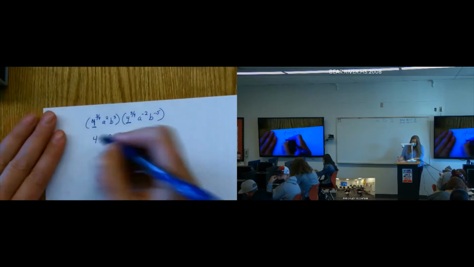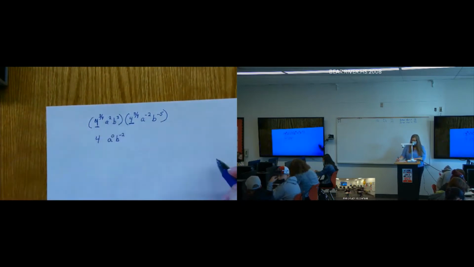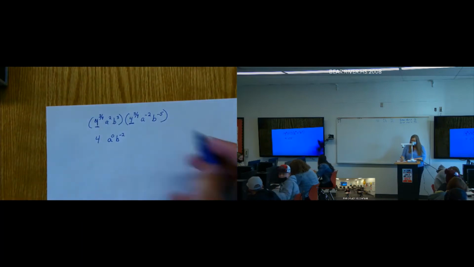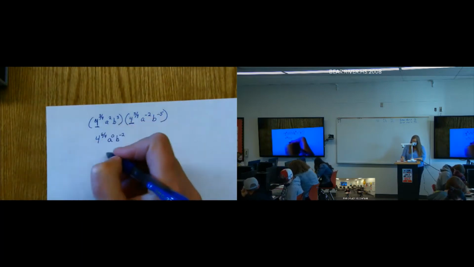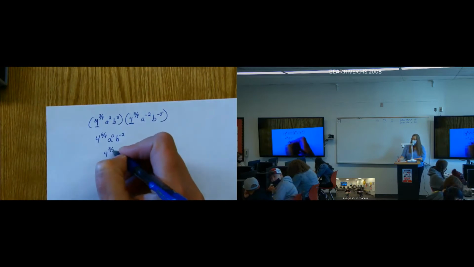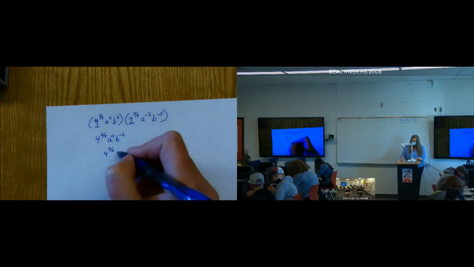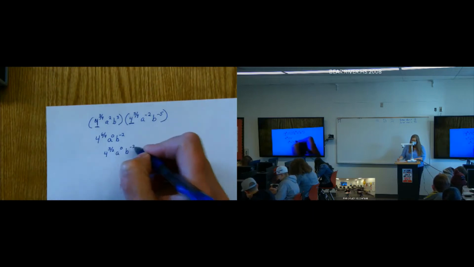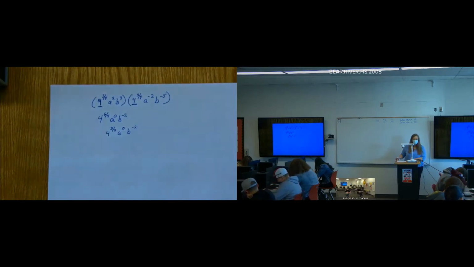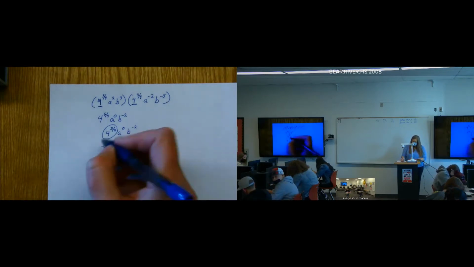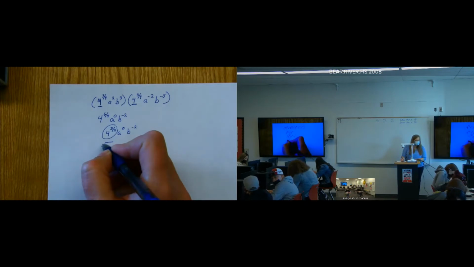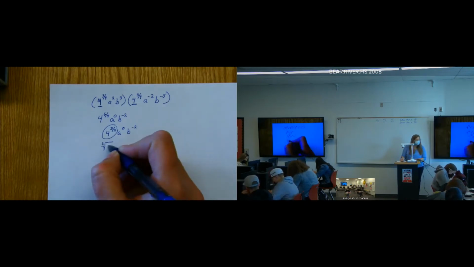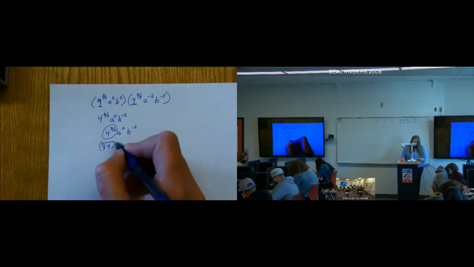Now do 4 the same way. 4 to what? 6 fourths. Which reduces to 4 to the 3 halves, right? And A to the 0 and B to the negative 2. Now we're going to take each of them individually. This one, I'm going to write it in radical form because I think it will help you. If I write it in radical form, I know I have a radical. What number goes here? And the 3 goes out here, right?